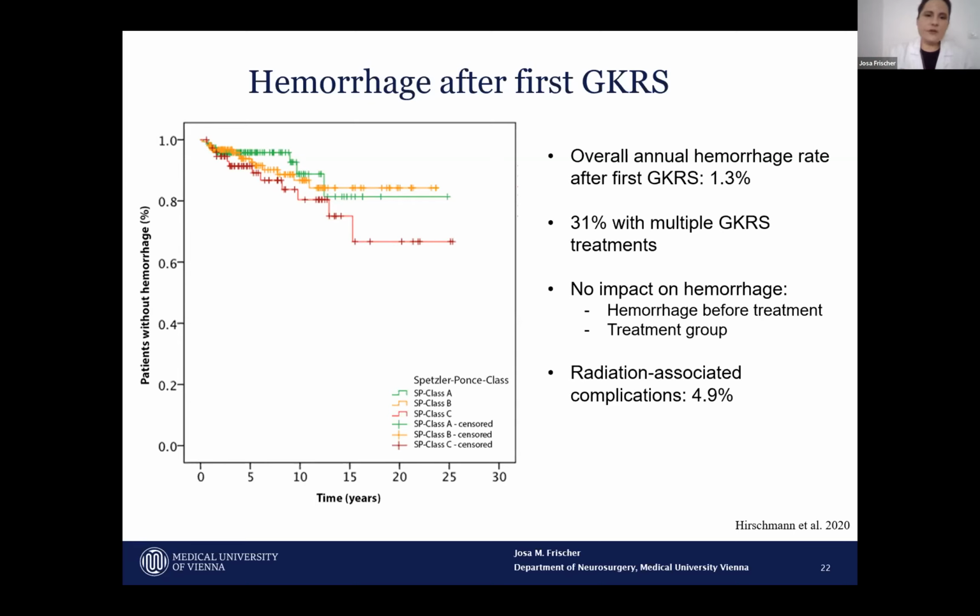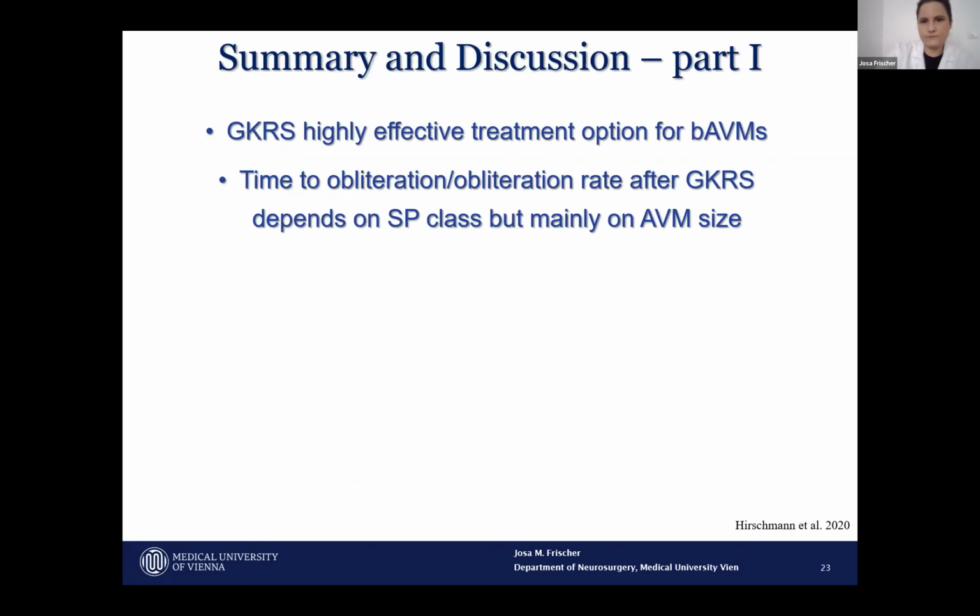Complications, you always have to talk about complications if you talk about treatment. So the overall number of radiation-associated complications was 4.9%. Those include clinically not symptomatic, only radiologically diagnosed complications as well. And those are already the long-term outcome data.